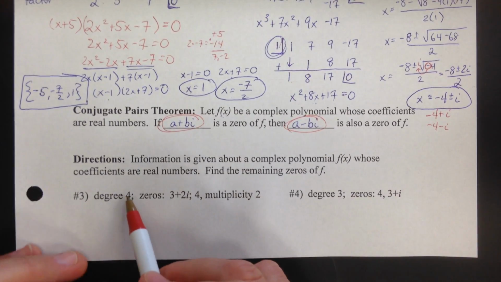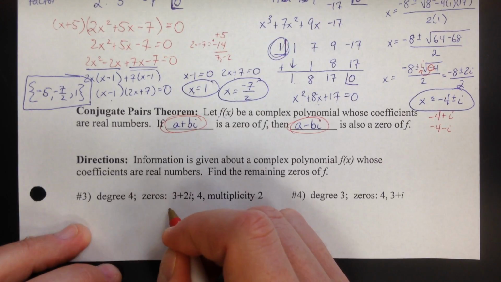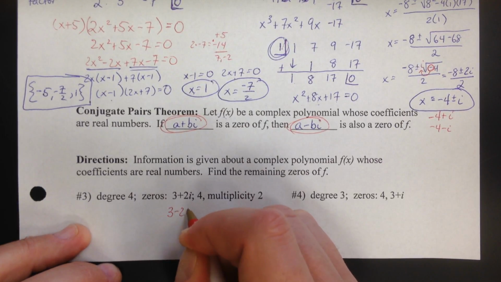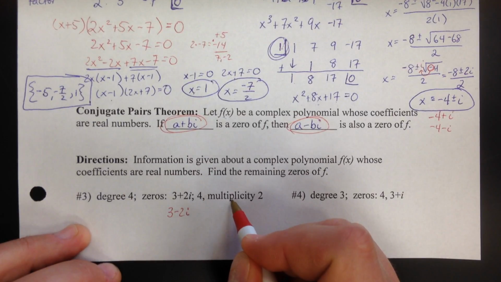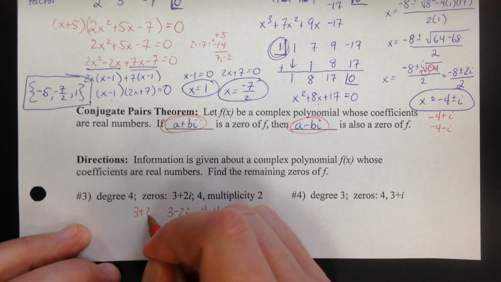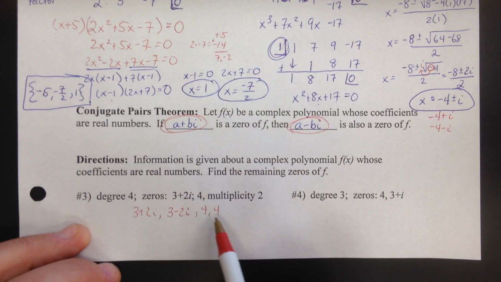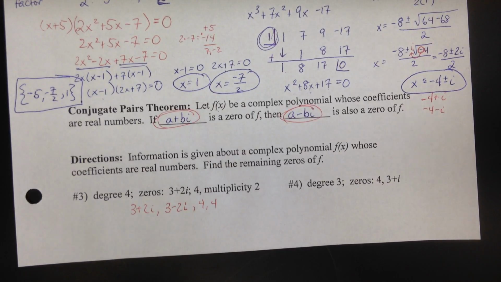So for number 3, the degree is 4, so you should have 4 answers. 3 plus 2i is an answer, so you already know 3 minus 2i is an answer. And then 4, multiplicity 2, what that means is that you get the same thing twice. Now you wouldn't list it twice, but here are your 4 zeros. Okay, so go ahead and do number 4. I'm going to stop the video and then we'll go to part 2.